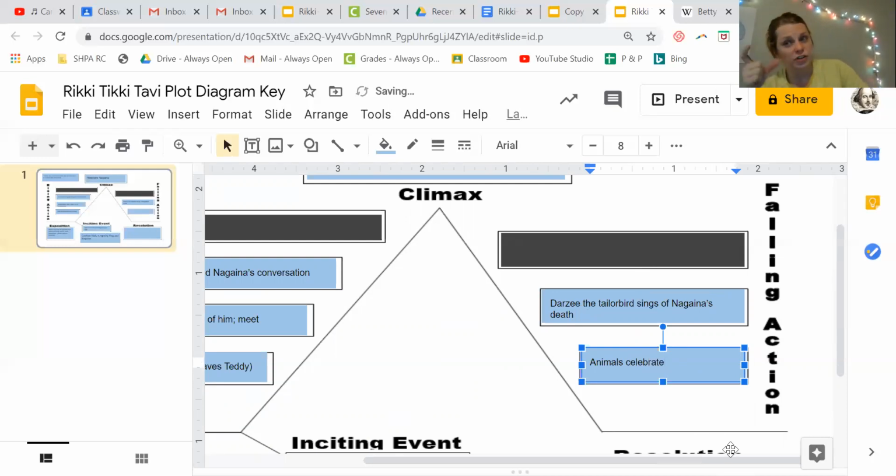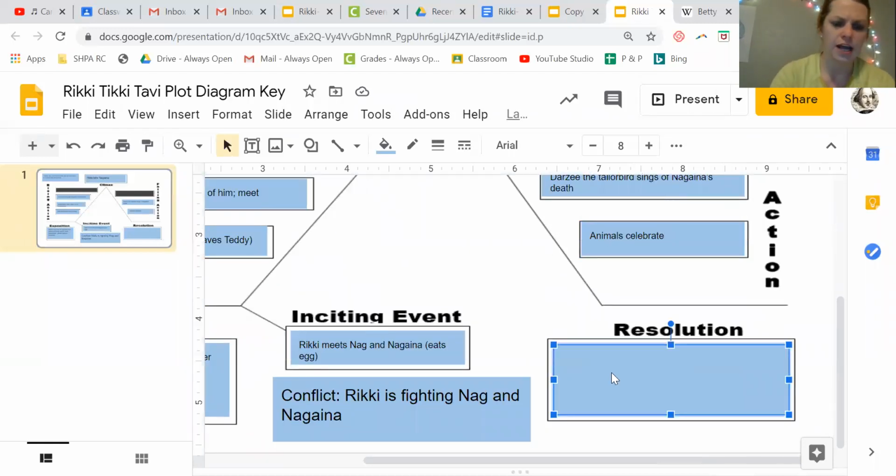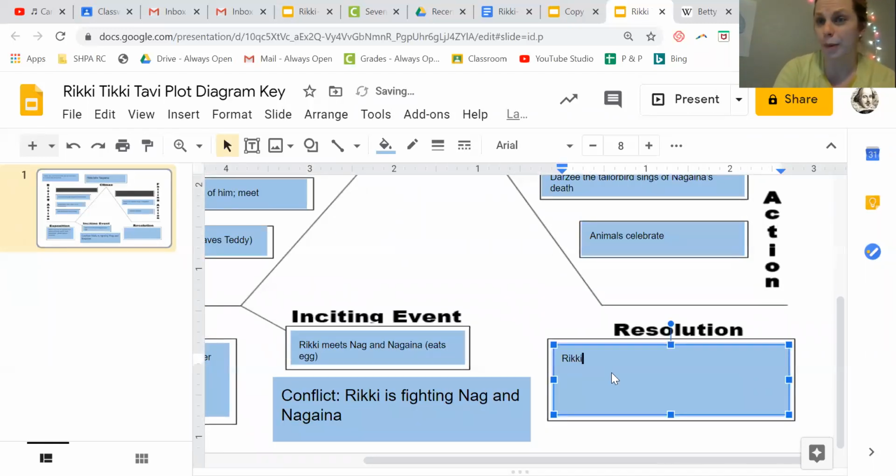So your falling action is you're right toward the end. So there's only a couple pieces in our falling action. And then the last piece, our resolution, is in that last paragraph. And it's where everybody's lives go back to normal, or the new normal. Rikki lives with the humans for many years and keeps the garden safe. That's where everything is resolved. That's where life goes on without this conflict.